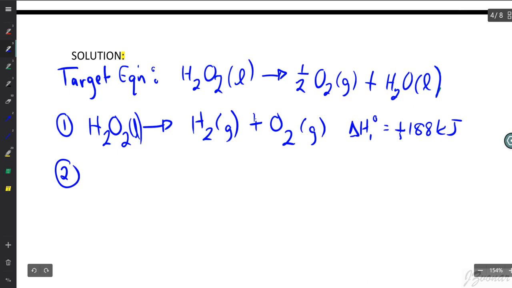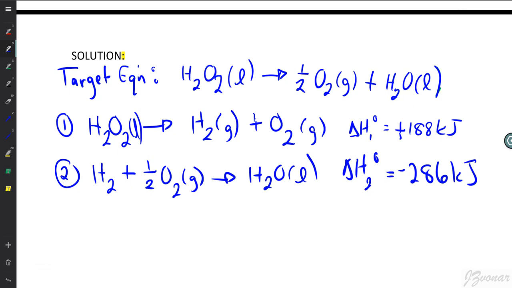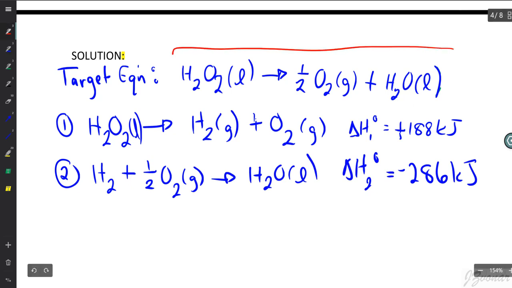The second equation is H2 plus half an O2 molecule is going to form H2O. And we see that that has a value of negative 286 kilojoules. So this we call our target equation.